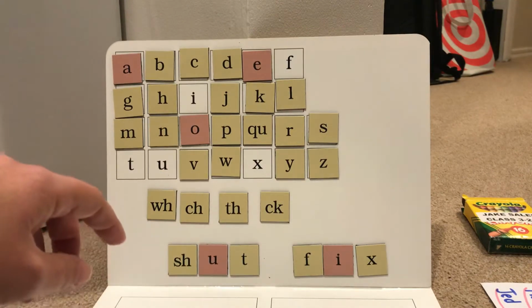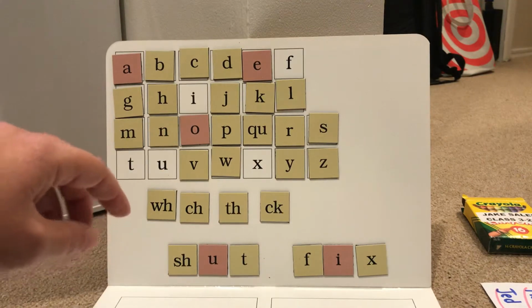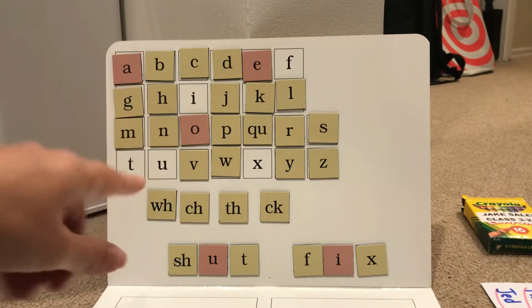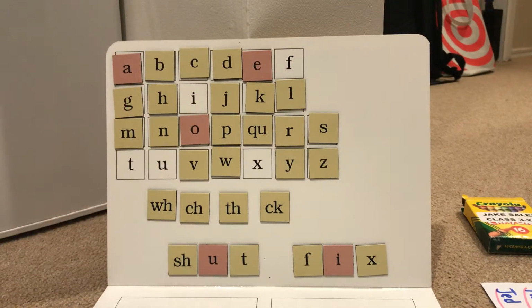Let's tap it. Elbows up. Let's tap. Sh, t, shut. Remember, we had that for our word of the day. Shut. Think about what that word means. Yeah, it's like to close something, right? You might close the door or shut the window. You can close or shut a box.